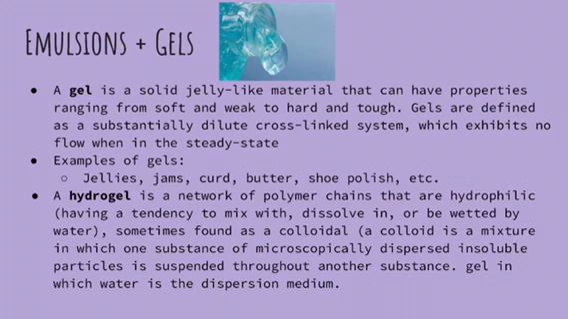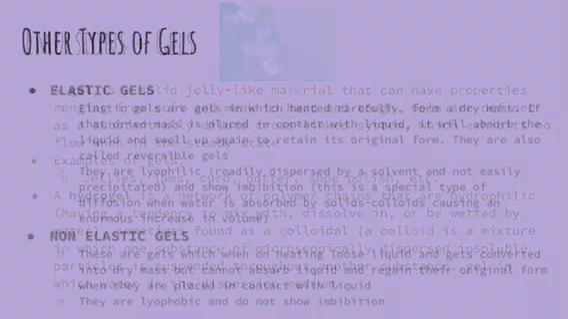So the next few slides are going to be about gels, and a gel is basically a solid jelly-like material that can have properties ranging from soft and weak to hard and tough. A more technical definition would be that they're defined as a substantially dilute cross-linked system, and they exhibit no flow in the steady state. Some examples are jelly, butter, and shoe polish. Another type of gel is called a hydrogel, and the definition is on the side. I don't want to make this video too long, so it's right there for you.